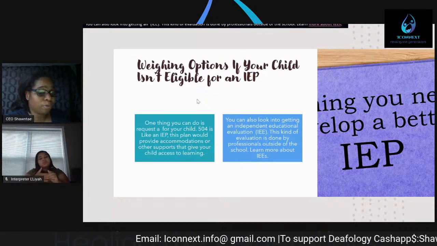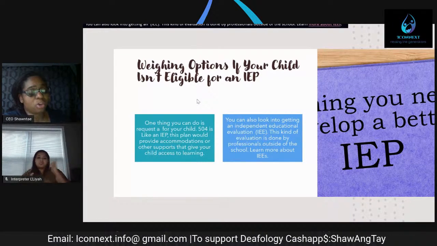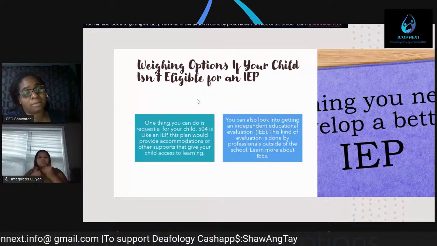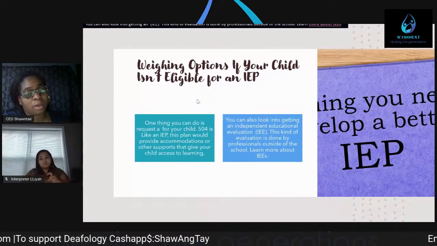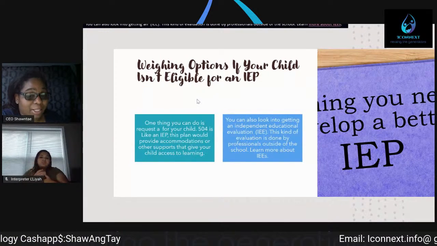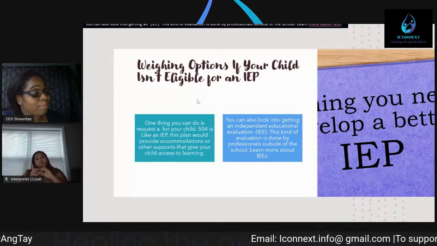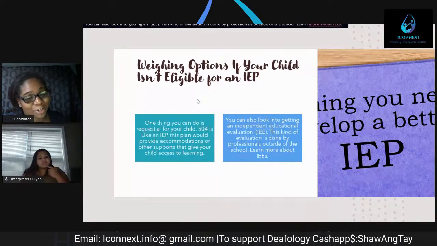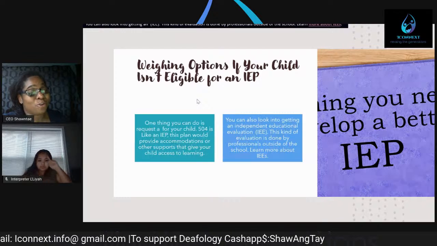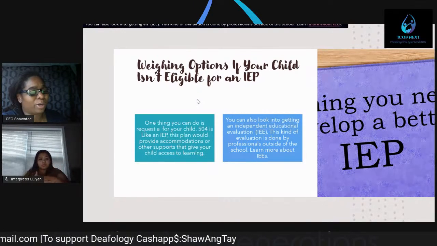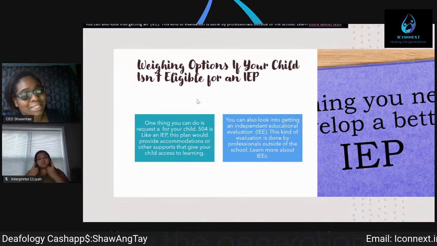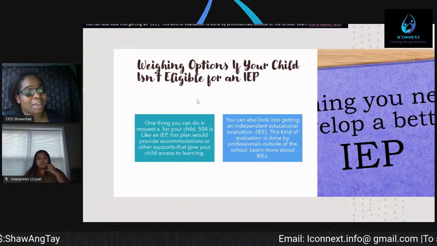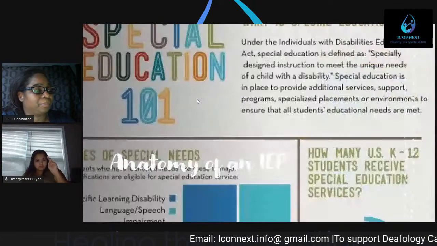And if you don't approve of the district testing, you can test with outside resources. But you want to let the district recommend it, because whatever the district says, the district has to pay for. If you don't want to pay for that testing, you want to try to get the district to say it, because if they say it, they have to pay for it.